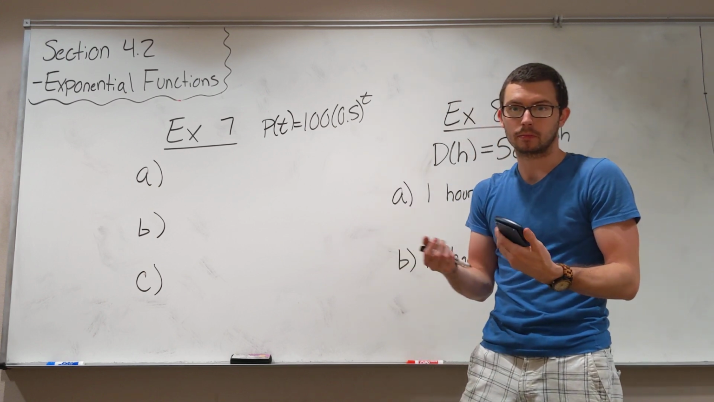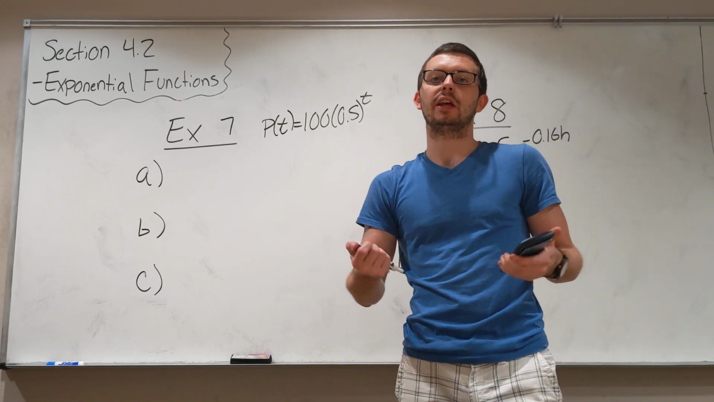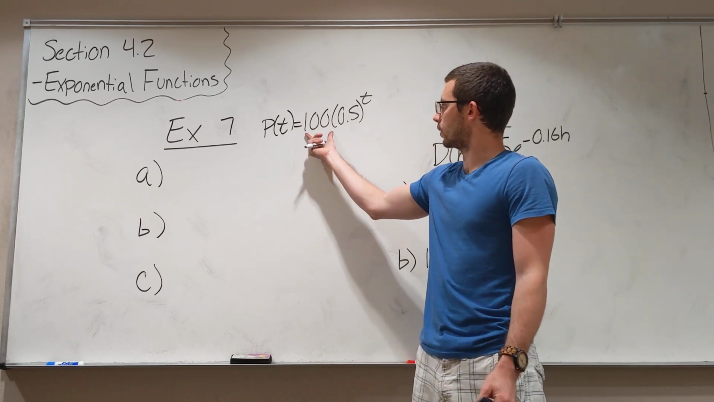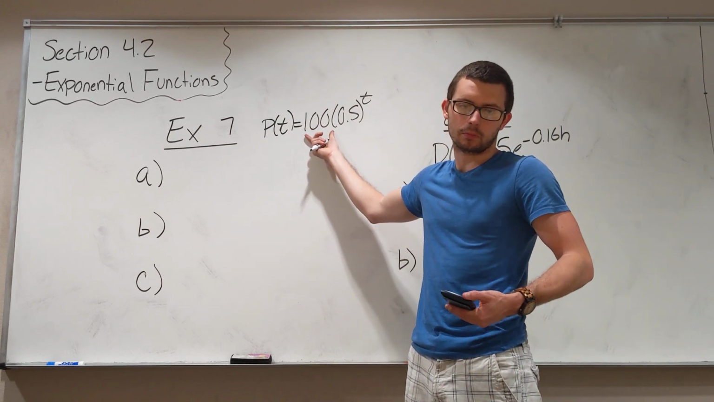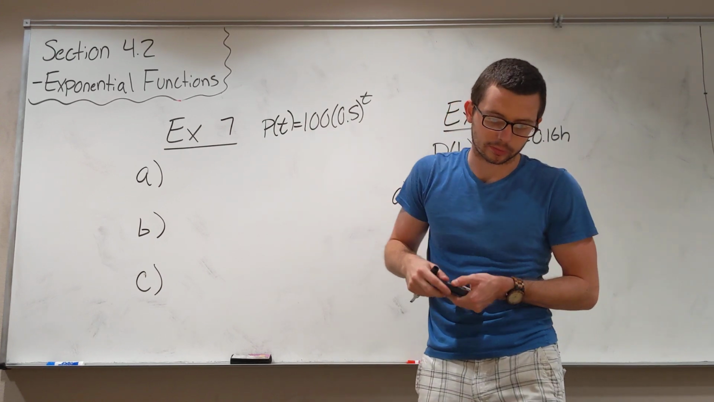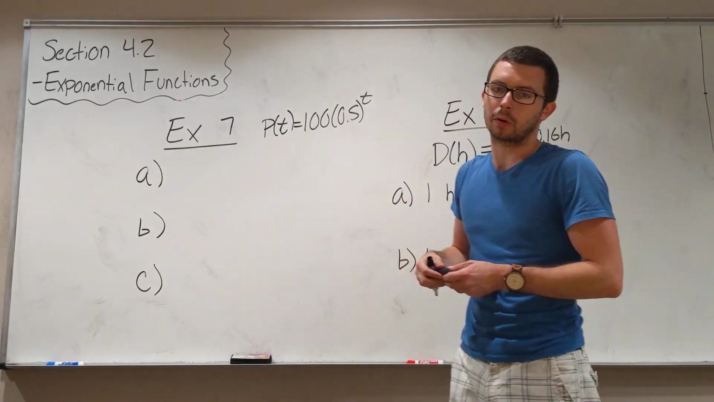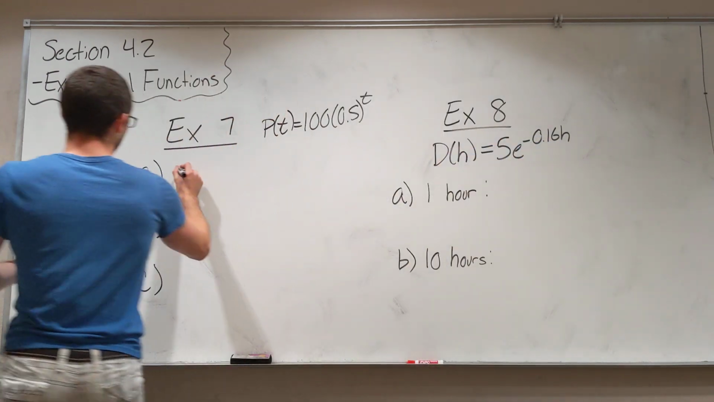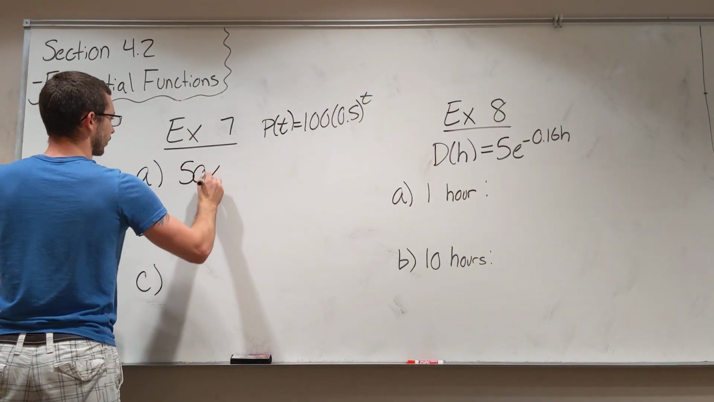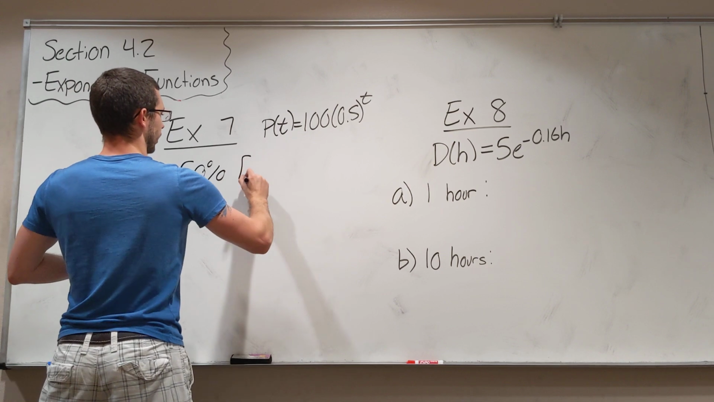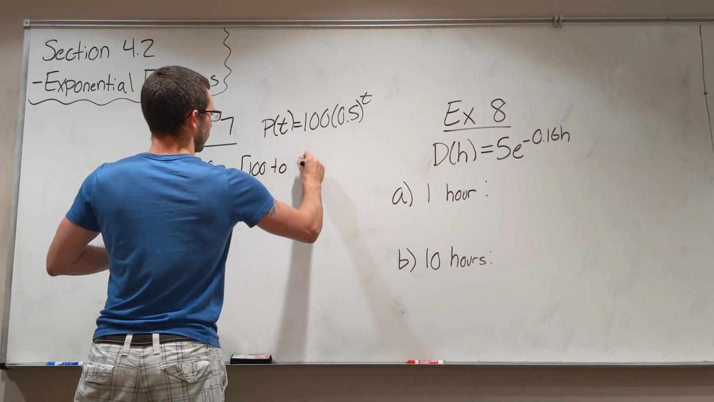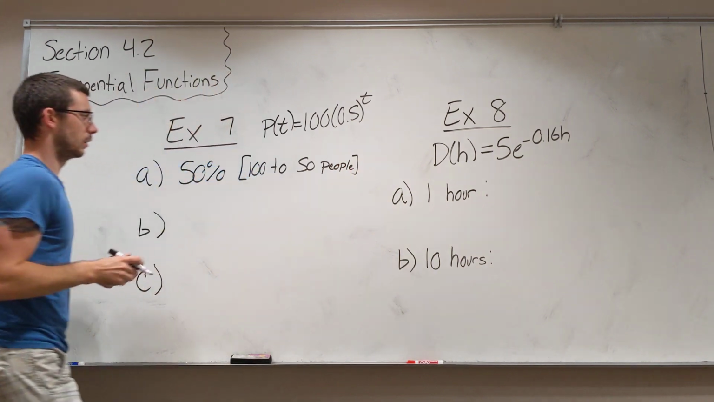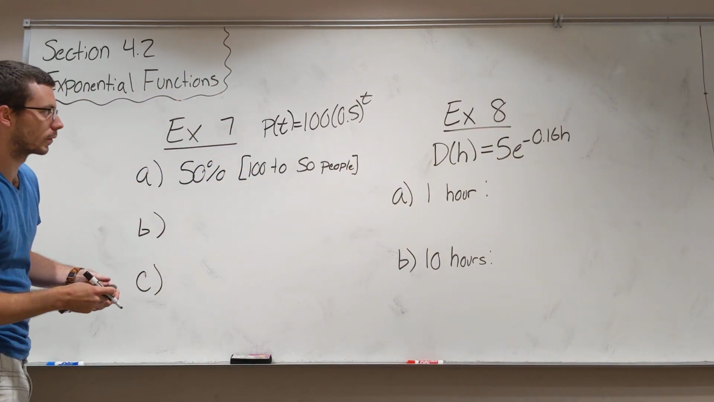I get 50. But 50 is not the answer because it's asking for the percentage. 100 in relation to the 50, what % of that is survival? So how many people are left over? That's 50%. So that's how you would answer part A. It's 50%. So that's 100 to 50 people. So that would be the answer for part A.